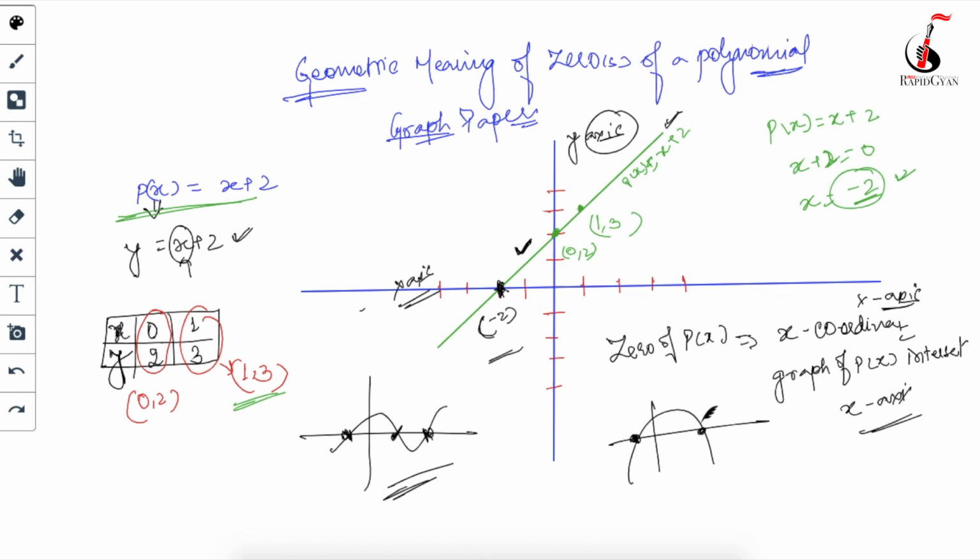It means in this case there will be 2 zeros of the polynomial. Hope you guys understand it.